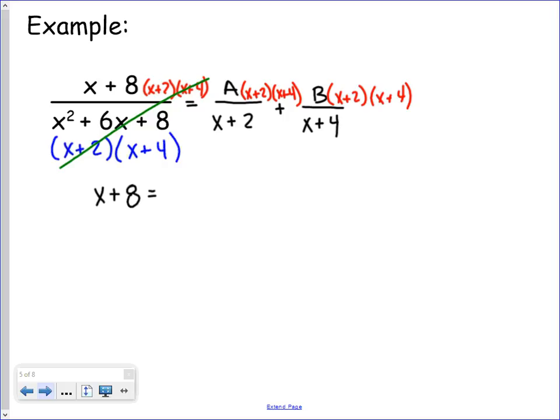Then I move over to the right side. I'm multiplying all the terms by the LCD. For this first fraction, a over x plus 2, the only thing that will cancel out when I multiply it by the LCD is x plus 2. So that means that I'm going to be left with a times x plus 4. And on the second fraction there, I would cancel out the x plus 4, so I'm left with b times x plus 2.